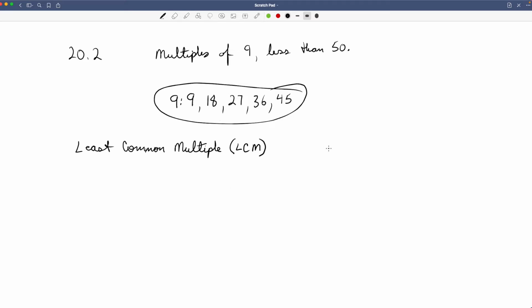So let's look at the least common multiple of 2 and 3. So we want the LCM of 2 and 3. We know that the multiples of 2 are 2, 4, 6, 8, 10, and so on. And the multiples of 3 are 3, 6, 9, 12, 15, and so on. So the least common multiple of 2 and 3 is 6.